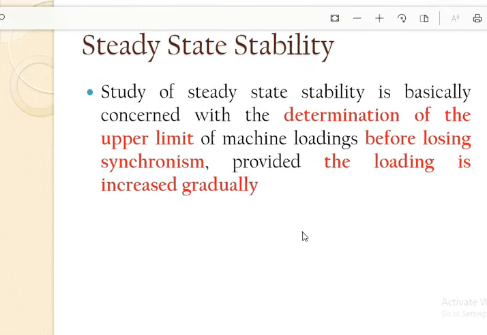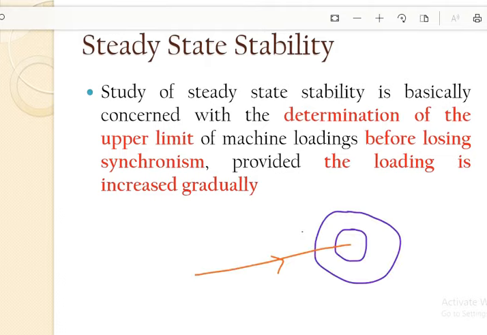Okay. So in the case of steady state stability, steady state stability means, consider a system. This is a synchronous machine, a stator and rotor. It is normally stable. That means your rotor is rotating at a speed equal to synchronous speed. Normal operating condition, or the steady state, or the stable operating condition.